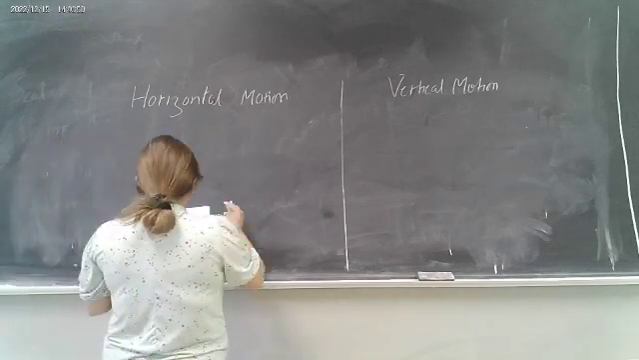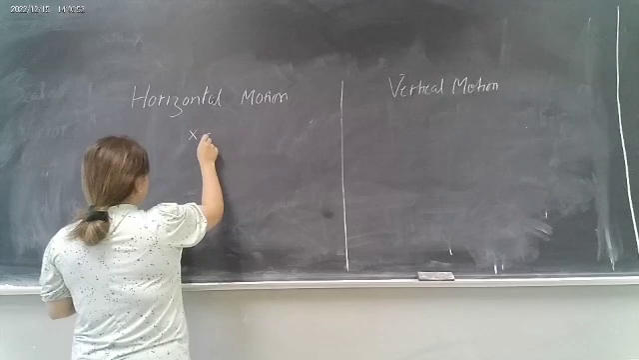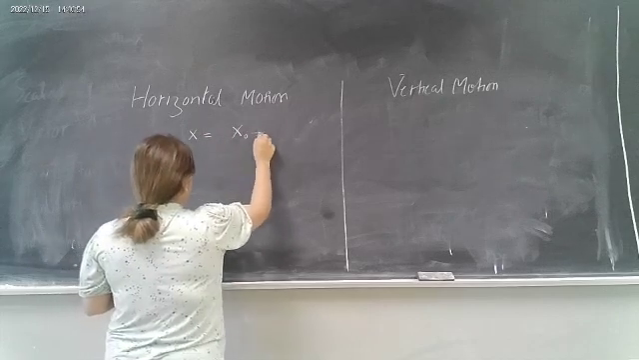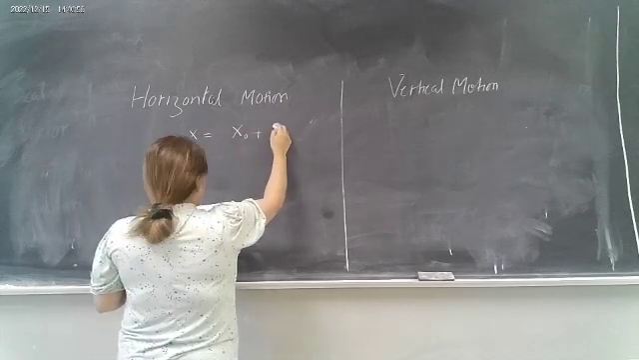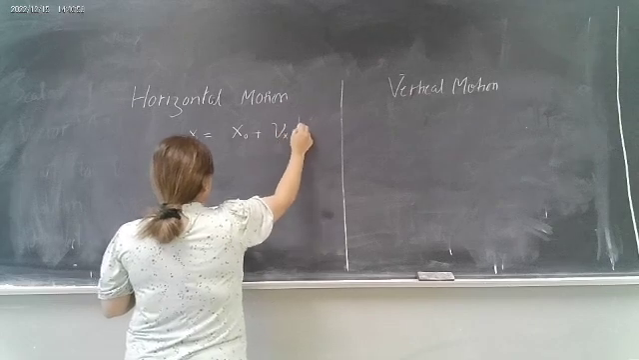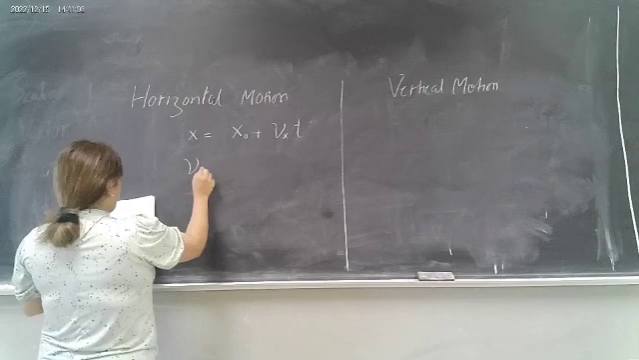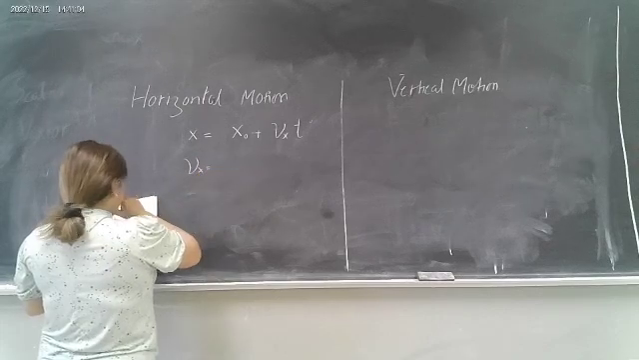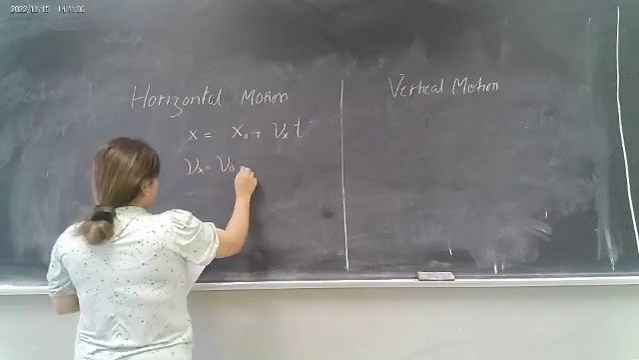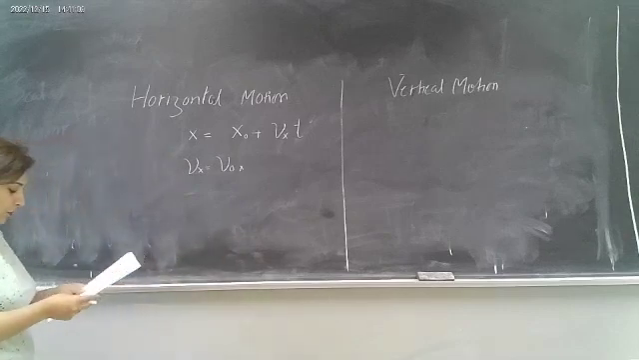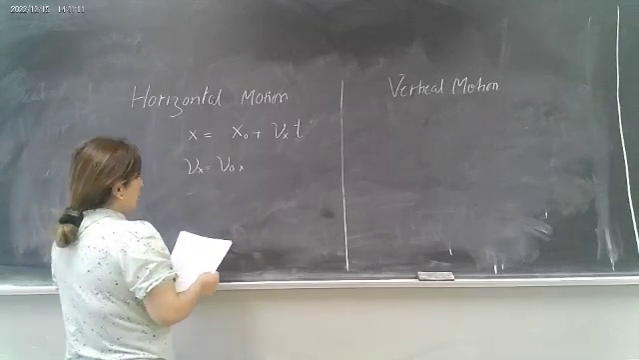So for the x, I can write x naught plus vxt. That's a kinematic equation. Vx is equal to v naught x, because velocity is constant, ax is 0.